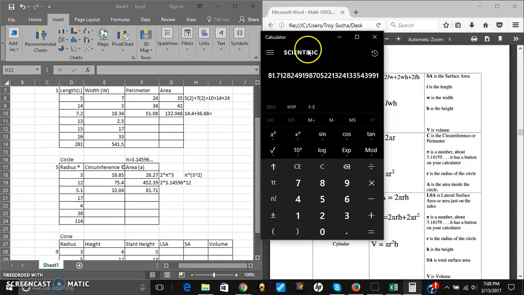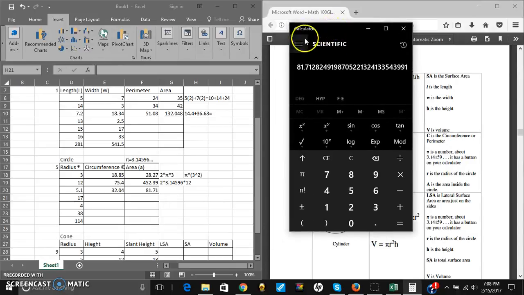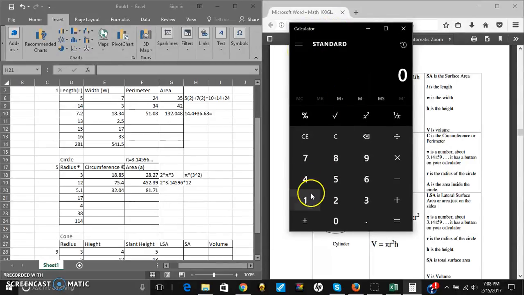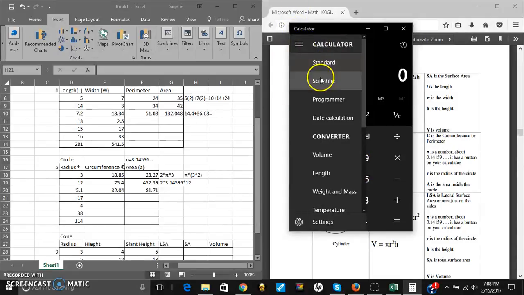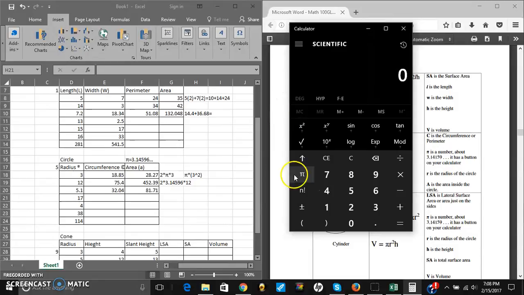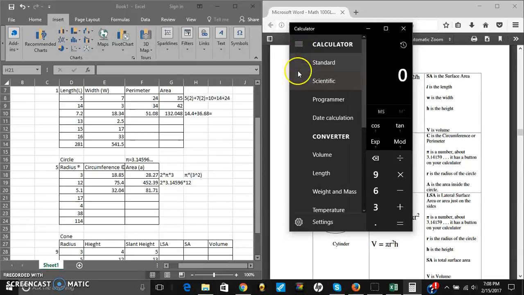Now, just a clarification: when you're using the calculator on your computer, you can change between standard, which is your basic number calculator and won't give you pi or anything, and scientific. This will give you pi and other things that you need when you're doing sine, cosine, which you're not doing yet. But pi is going to be the most important thing you're going to use on this calculator.